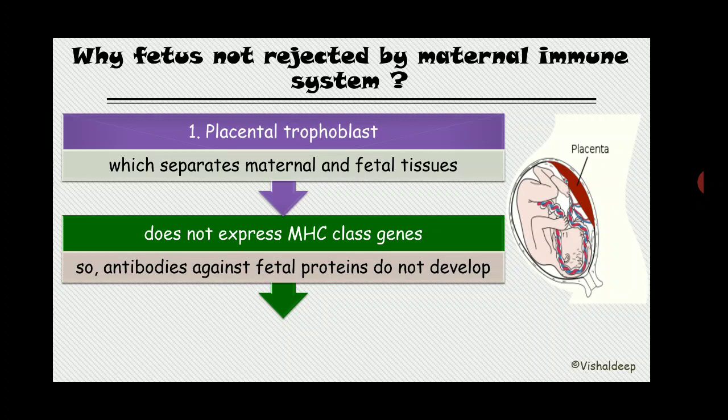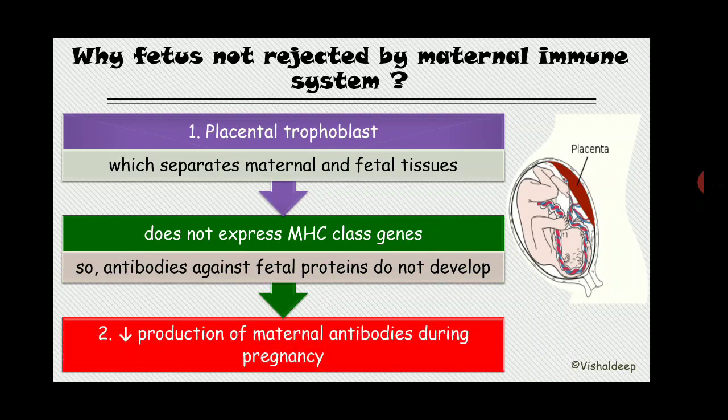The second thing is that during pregnancy there is a decrease in the production of maternal antibody. Got it? And the third reason, which I did not mention over here, is that HCG, human chorionic gonadotropin, and HPL, human placental lactogen, both hormones that are secreted profusely during pregnancy, are immunosuppressive.